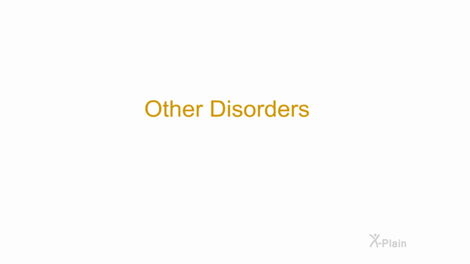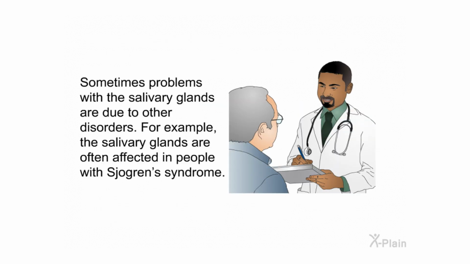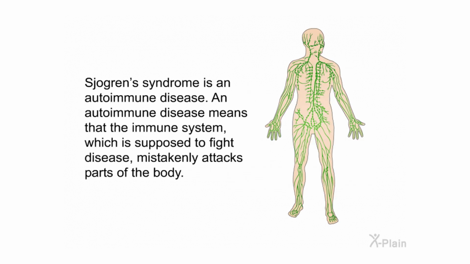Other disorders. Sometimes problems with the salivary glands are due to other disorders. For example, the salivary glands are often affected in people with Sjogren's syndrome. Sjogren's syndrome is an autoimmune disease. An autoimmune disease means that the immune system, which is supposed to fight disease, mistakenly attacks parts of the body.